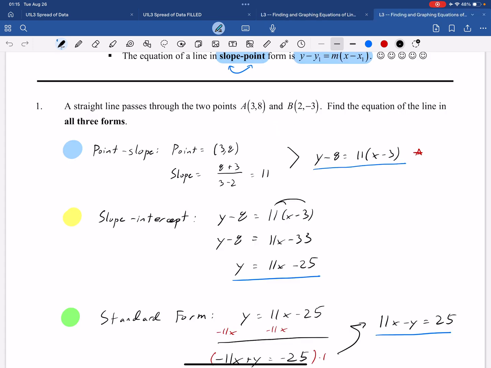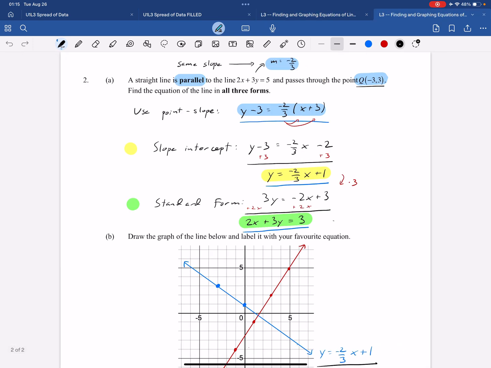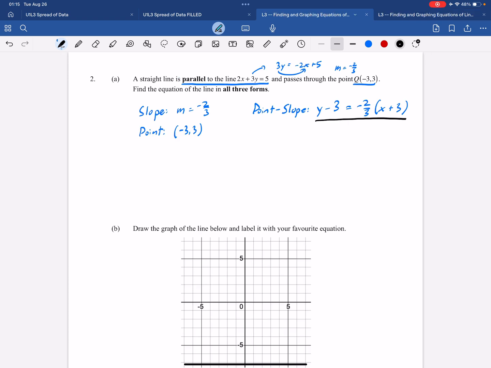Let's just check, right? Just check. Y minus 3 equals negative 2/3 times x plus 3. Yeah. All right, now we'll go to slope intercept, right? So we'll do slope intercept, which again is y equals mx plus b. So again, what we're going to do is distribute the negative 2/3 through and then add the 3.